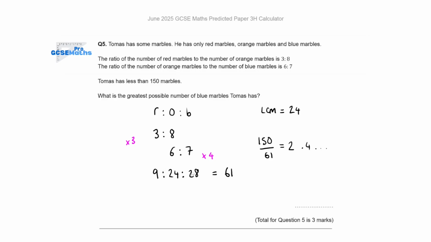Technically, if I wanted to find out any of the numbers of marbles, I'd multiply each of these by 2. I've only been asked to find blue though, so blue is obviously the 28 parts. I can only have it twice, so that gives me 56. 56 blue marbles.